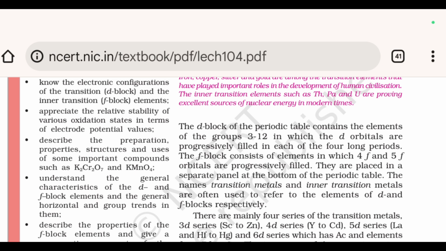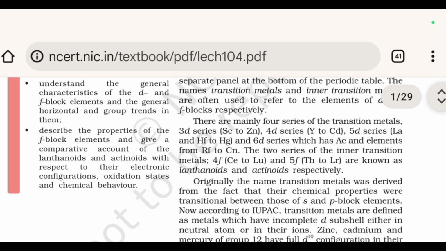The names transition metals and inner transition metals are often used. There are 4 series of the transition metals: 3d series, scandium to zinc; 4d series, yttrium to cadmium; 5d series, lanthanum to hafnium onwards; and 6d series. The 2 series of the inner transition metals, 4f and 5f, are known as lanthanides and actinides.